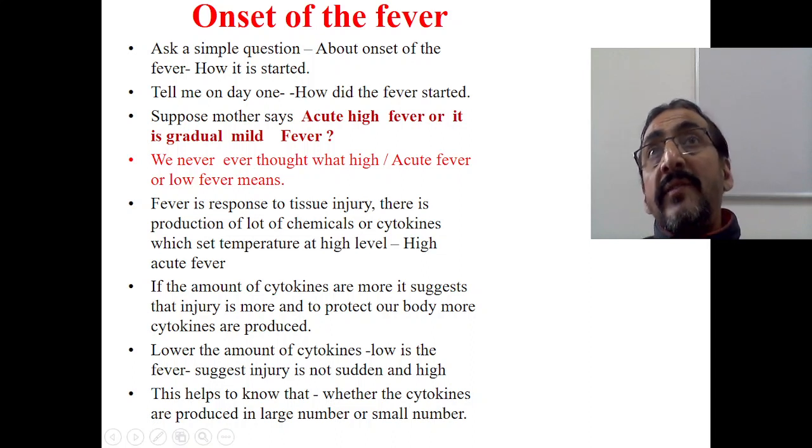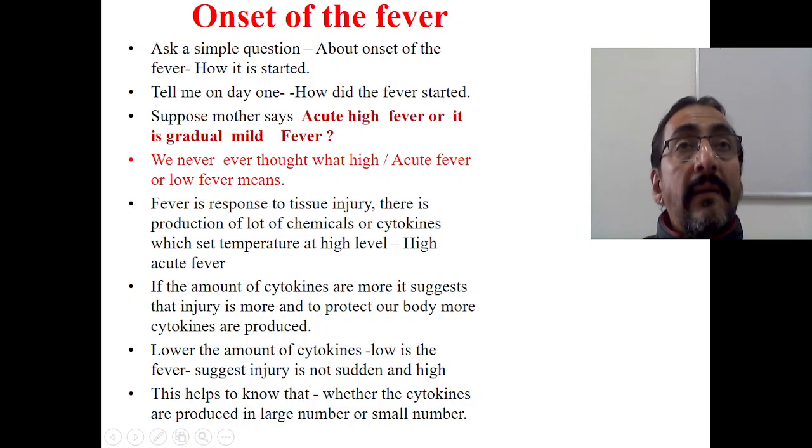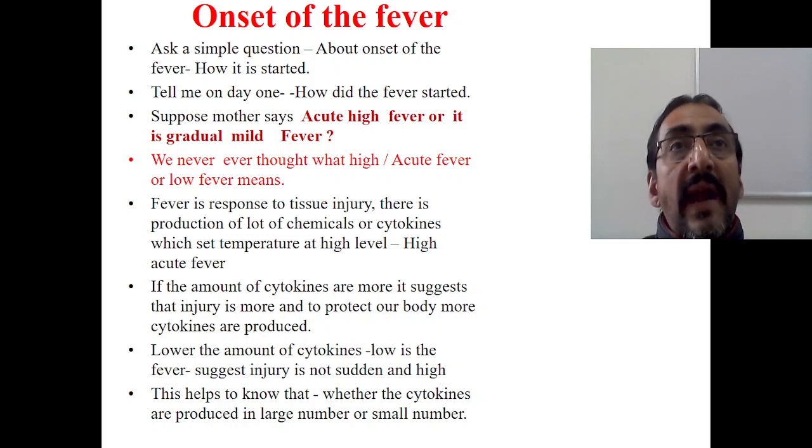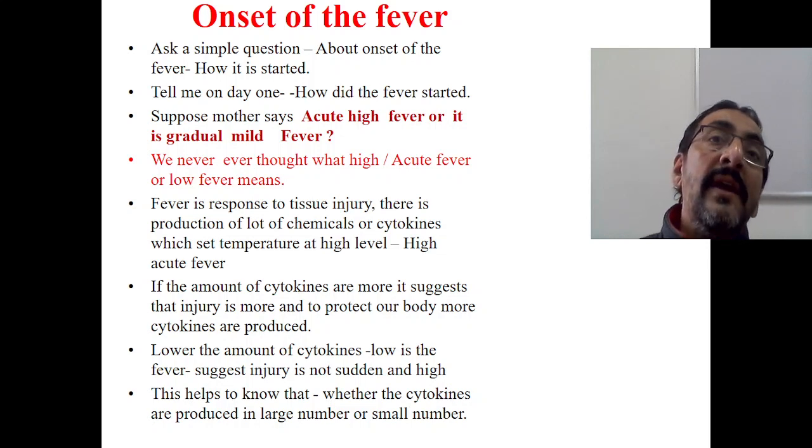So these two things, whether it is an acute fever or a chronic fever, or a high fever or a mild fever, help us know whether the cytokines are produced in a large number or in a small number. If they are produced in a large number, it suggests more tissue injury. If they are produced in a smaller number, it suggests less tissue injury is taking place.